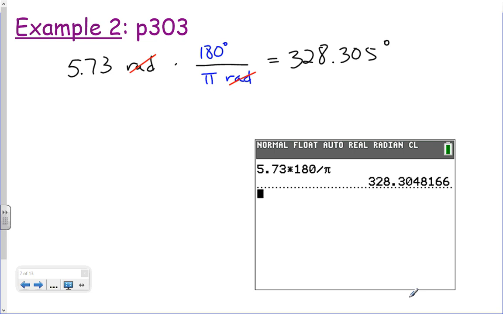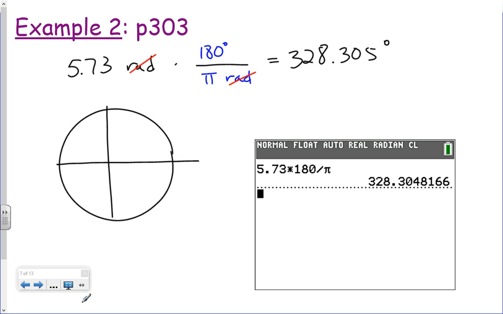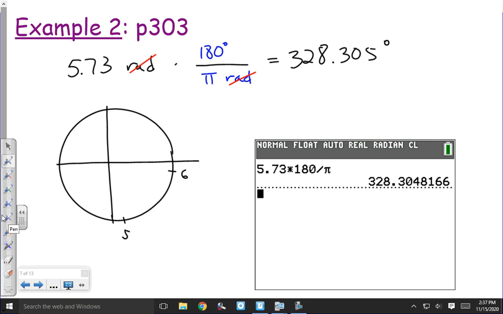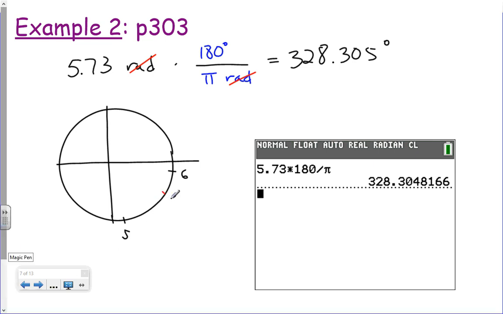You should get more and more comfortable working with these different units and knowing where these different angles show up. For example, if we go back to our unit circle, remember that 5 was somewhere around right here, and 6 was somewhere around here. I'm not sure exactly where 5.73 is, but we'll mark it here. 5.73 must be somewhere around here. This is 5.73 radians.